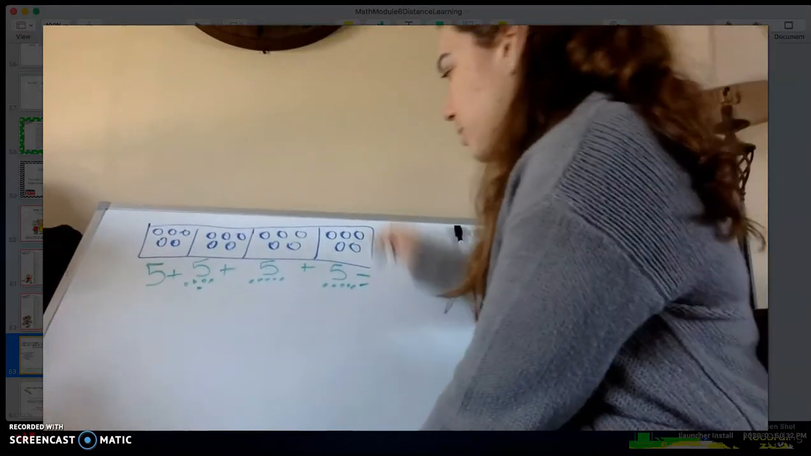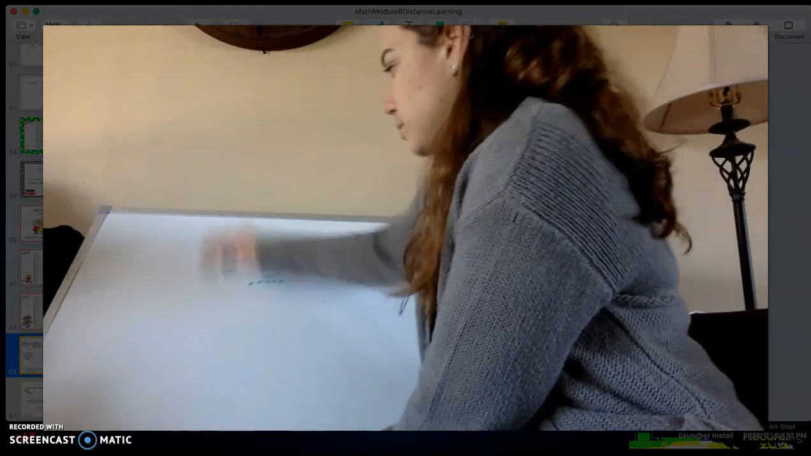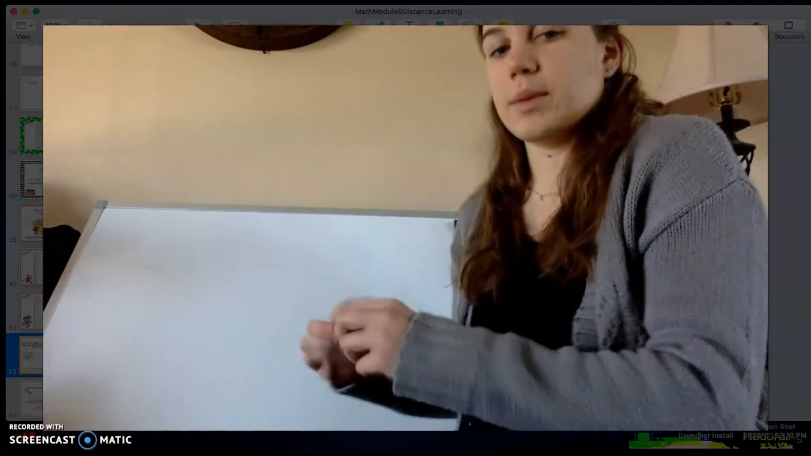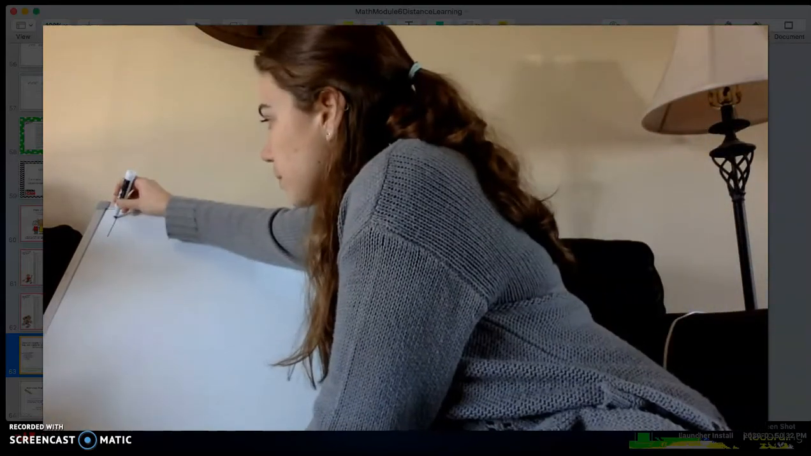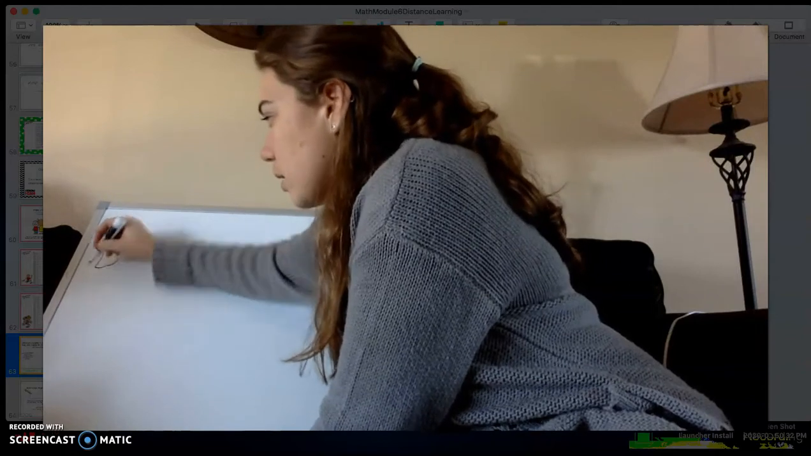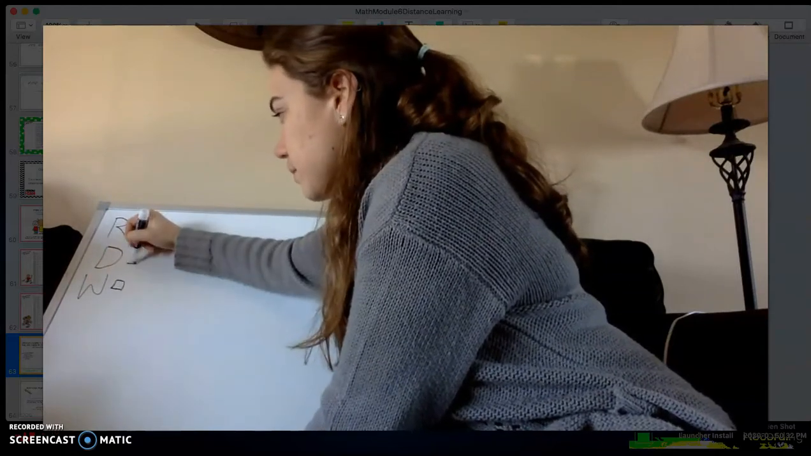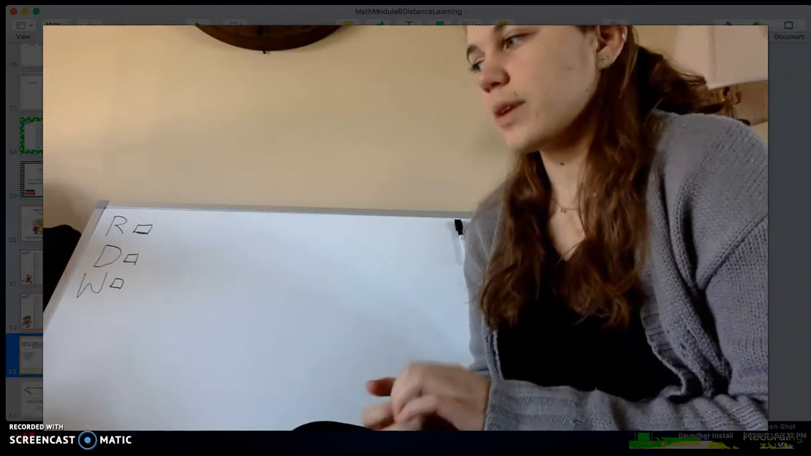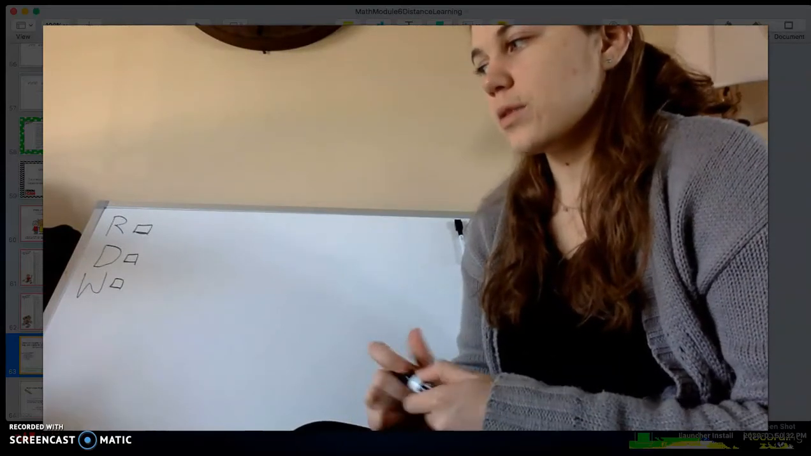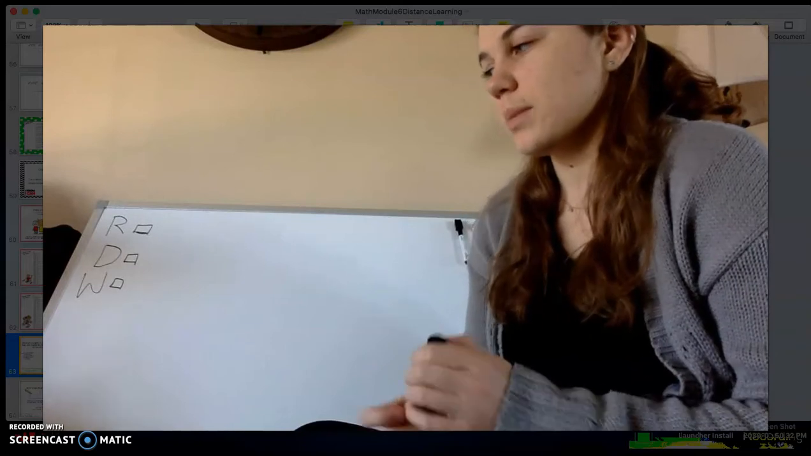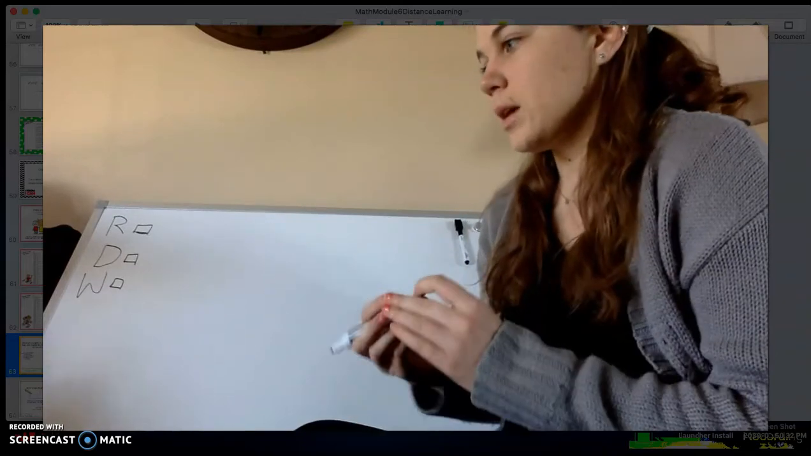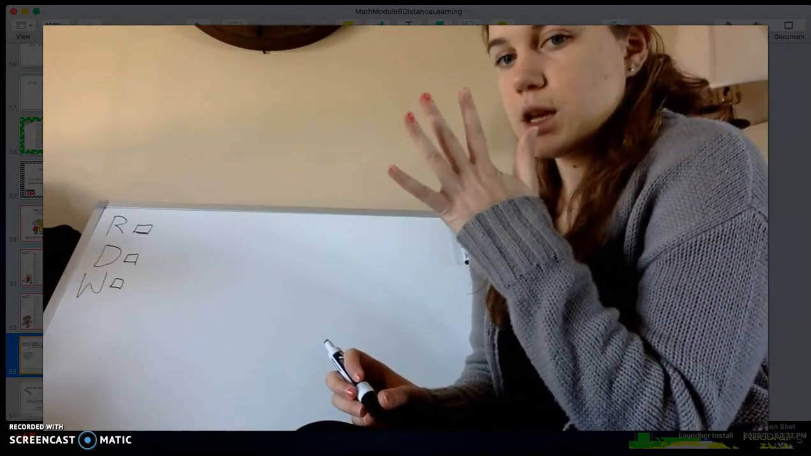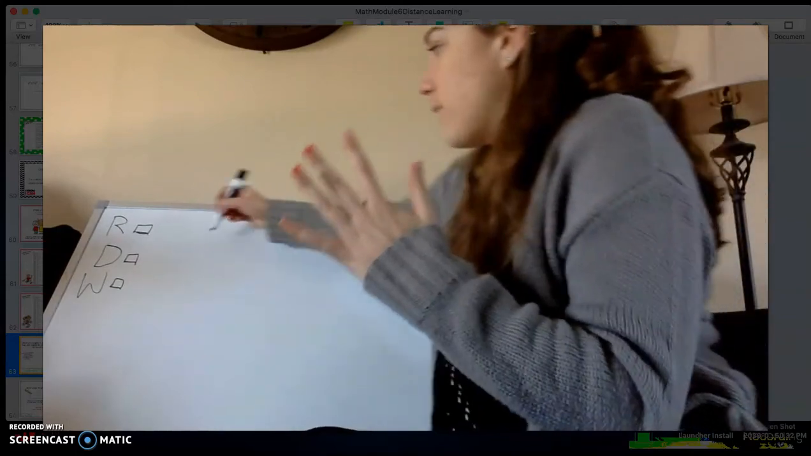Now we have our application problem. Before we read, remember we have to do our checklist. Read, draw, write. So it says, the flowers are blooming in Maria's garden. There are 3 roses, 3 buttercups, 3 sunflowers, 3 daisies, and 3 tulips. How many flowers are there in all? So I know that there's roses, buttercups, sunflowers, daisies, and tulips. So there are 5 different types of flowers. So I'm going to draw 5 different groups.